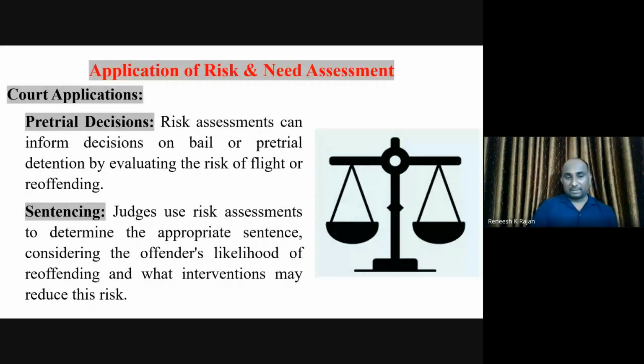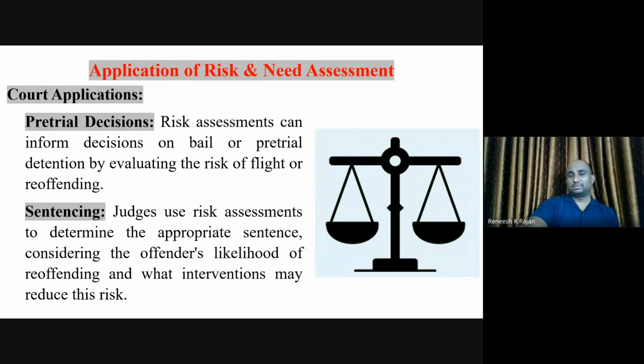So where are the applications of risk and need assessment? Where can we apply these risk and need assessment tools? The court applications, in court, pre-trial decisions. So risk assessment can inform.